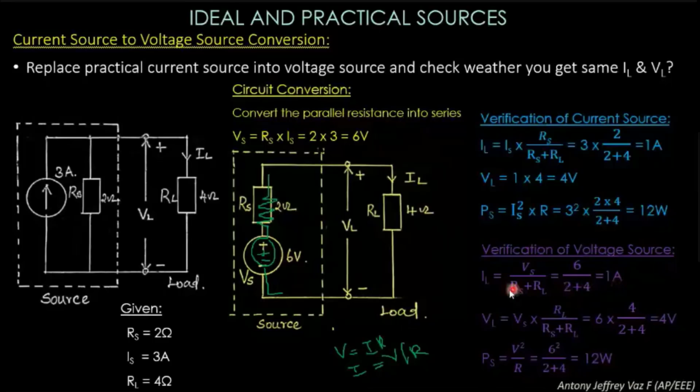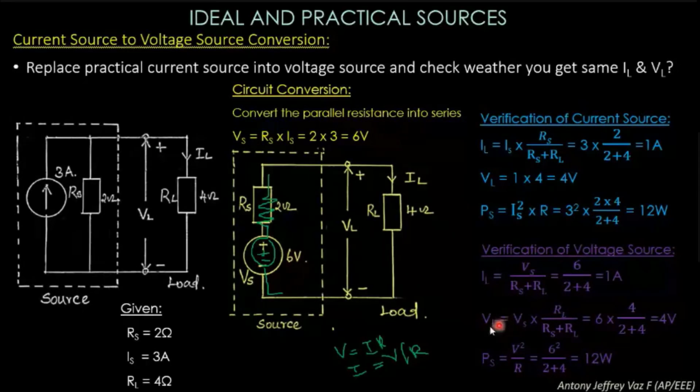So now you can see the verification of voltage source, that is load current IL is 1 ampere, whereas in the current source, the load current is also 1 ampere. We have converted the current source into voltage source, but the load current parameter did not change. Here also 1 amp, and the current source is also 1 amp.